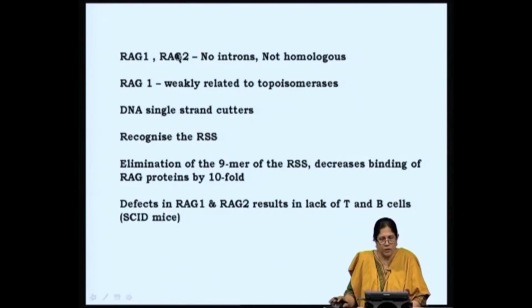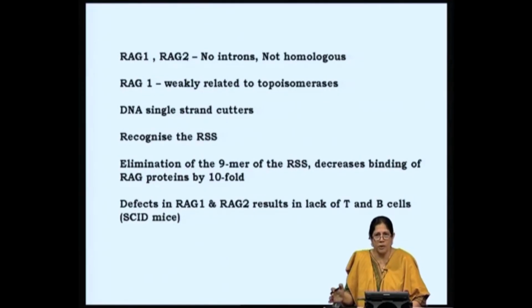Now, what are these Rag1 and 2? Just for interest, these are strange enough, though they seem to be present in highly organized animals. Rag1 and 2 do not have any introns. So, they are primitive genes. Are these two related to each other? No, they are not homologous, but RAG1 is weakly related to topoisomerases.